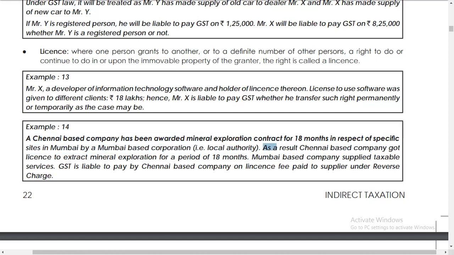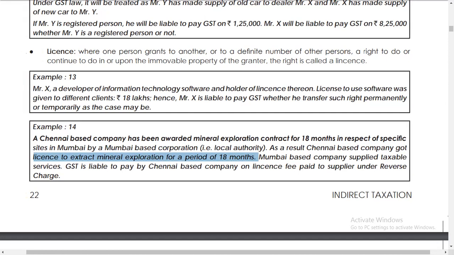As a result, the Chennai based company got a license to extract minerals, for mineral exploration, for a period of 18 months. So the Mumbai based authority supplied taxable services, but who has to pay GST? The Chennai based company, because the Chennai based company only got the license.